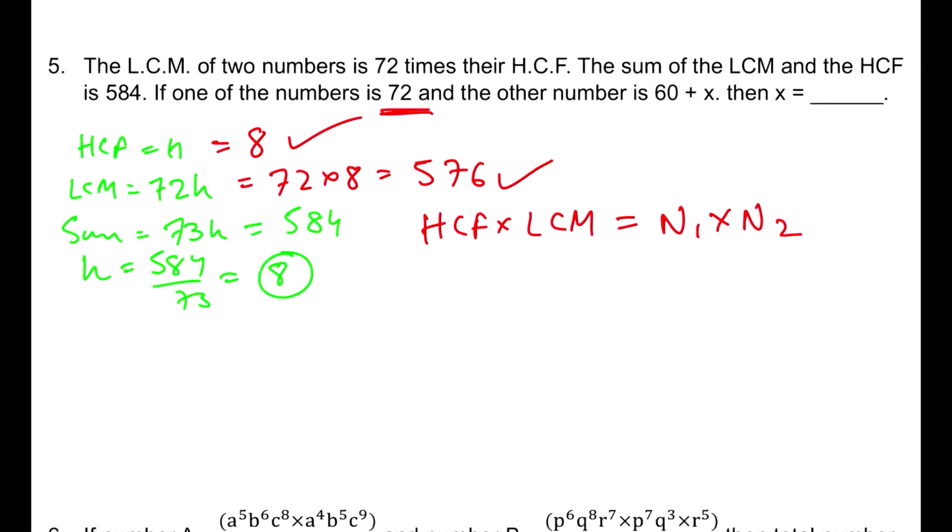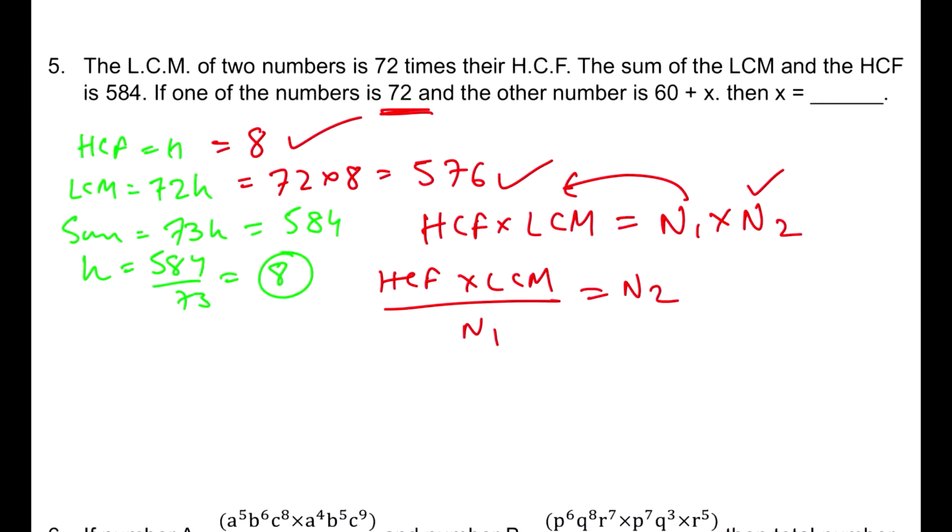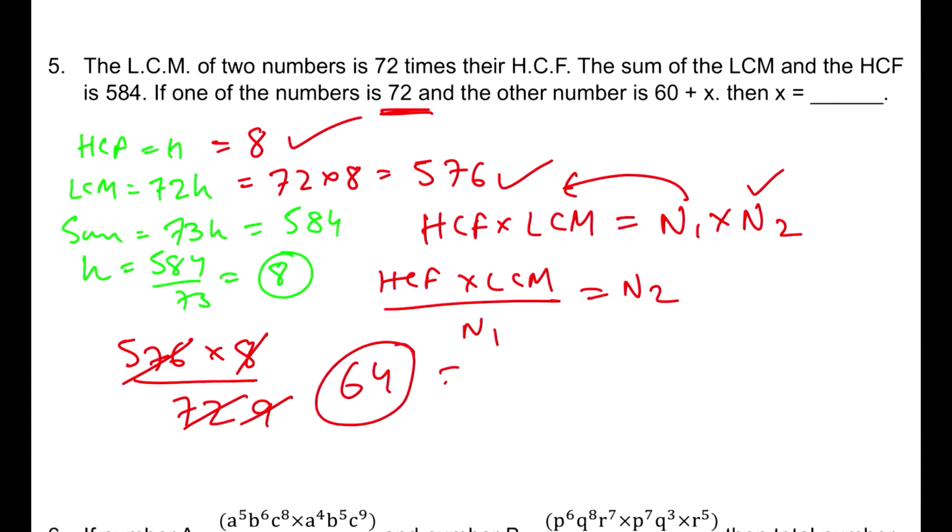So if someone is asking you the second number, just shift the n1 to the other side, and now your formula will become HCF into LCM divided by n1 is equal to n2. Now how to calculate this now? We have to just multiply these numbers. 576 multiplied with 8 divided by 72. I know it is divisible by 9 and this is divisible by 64. So I got my second number as 64, but is this the answer?